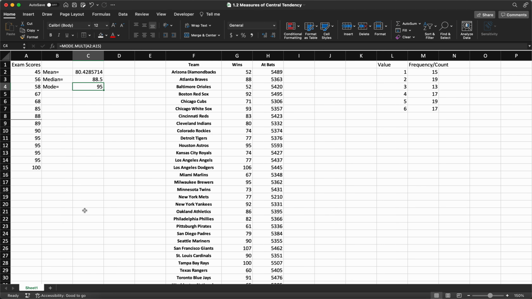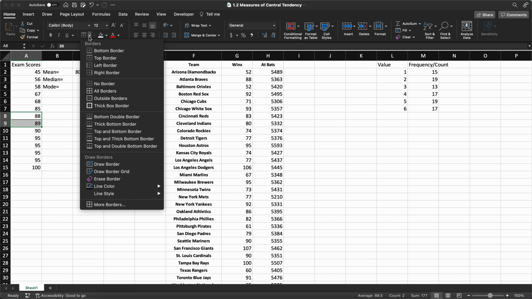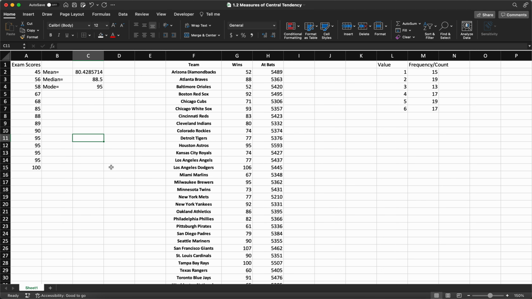So the question becomes, which is the best measure of center for this data set? How do I know whether I should choose the mean, the median, or the mode? So let's talk about the advantages. First of all, the mean takes into account every single data value in the data set, which is nice. But the problem becomes the mean is easily affected by outliers.